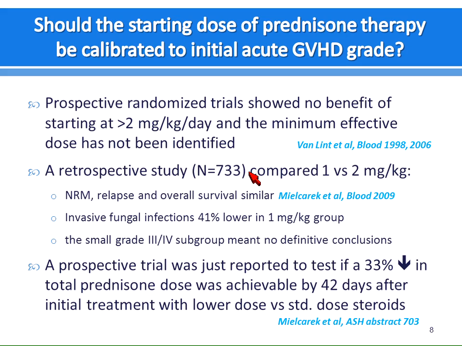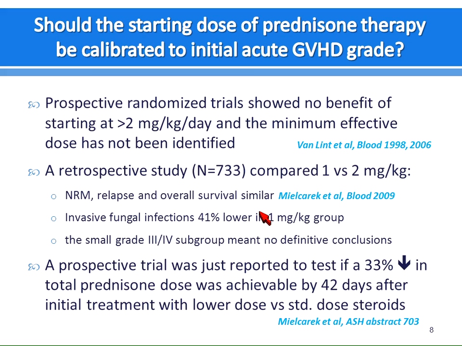So why do we care about this? Randomized prospective studies from the Europeans, the Italians specifically, have shown that going above 2 milligrams per kilogram per day for starting therapy for acute GVHD doesn't show any benefit. That said, there's not been a minimum effective dose that's been identified.